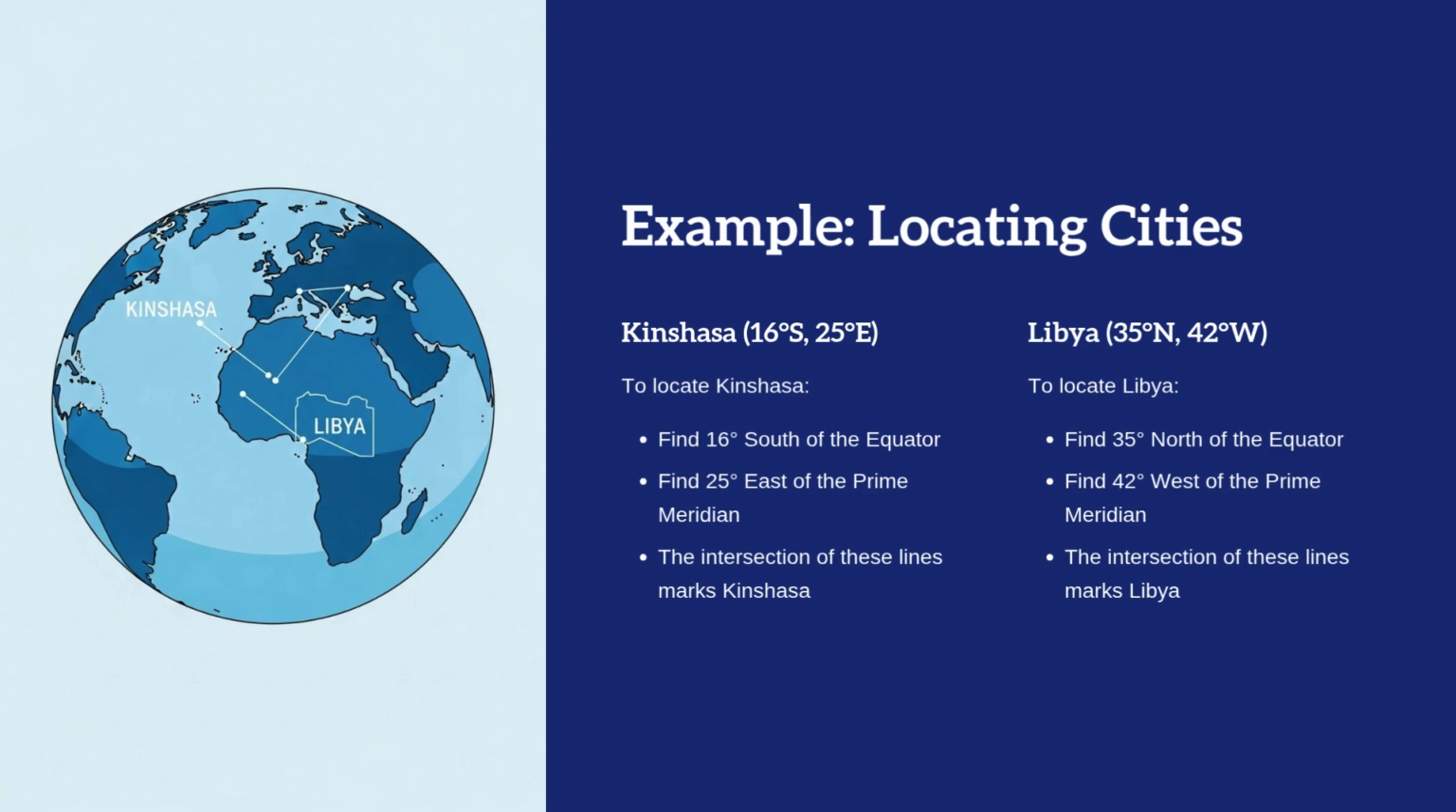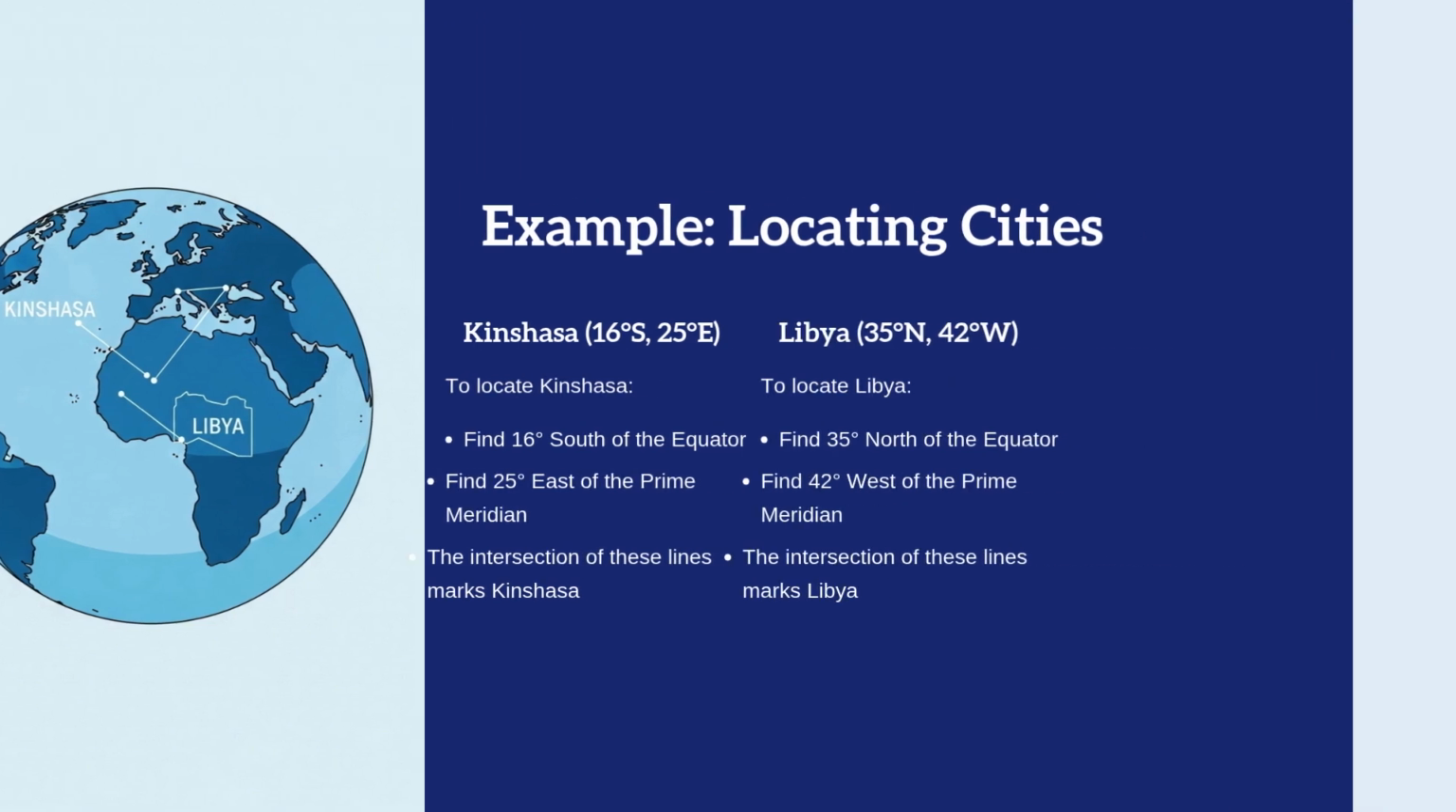Libya, 35 degrees north, 42 degrees west. To locate Libya, first, find 35 degrees north of the equator. Then, find 42 degrees west of the prime meridian. The point where these two lines intersect marks Libya.